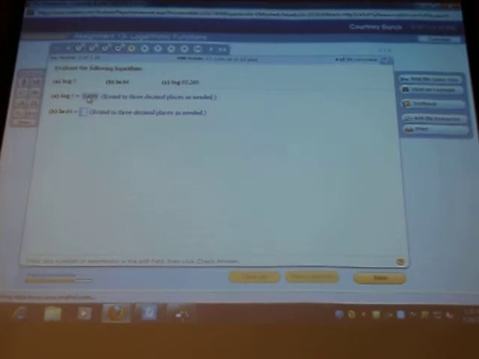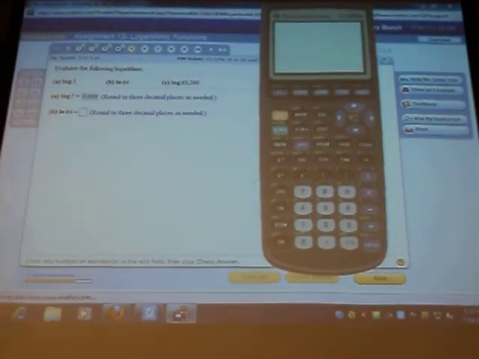Now ln of 64. When they say ln, they mean use the ln. So ln of 64 is equal to 4.159. That means e raised to that power would give me 64. So here the base is e. If I check that, e to the 4.1589 gives me about 64.